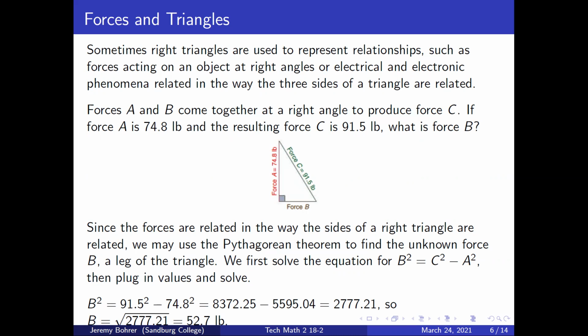We first solve the equation for B squared equals C squared minus A squared, then plug in values and solve. B squared equals 91.5 squared minus 74.8 squared, which is 8,372.25 minus 5,595.04. And from that, we get 2,777.21. So B is the square root of 2,777.21, which is 52.7 pounds.